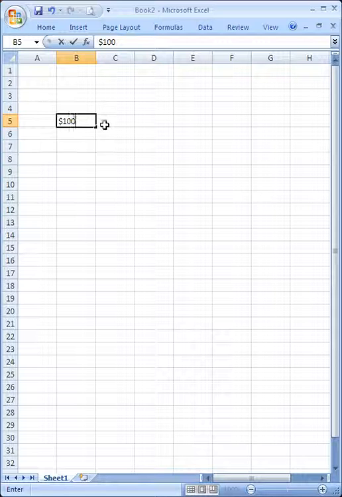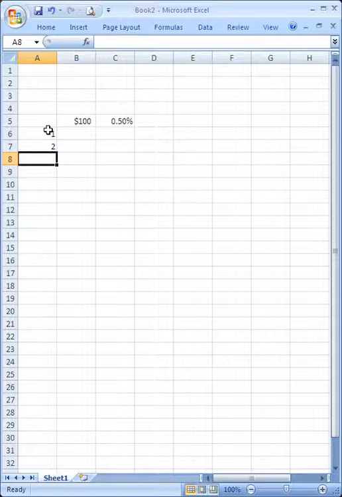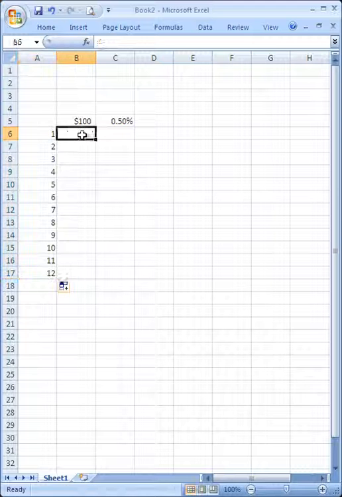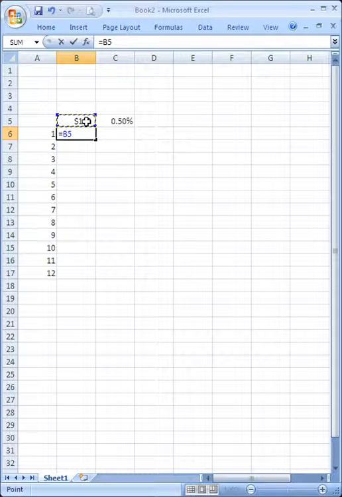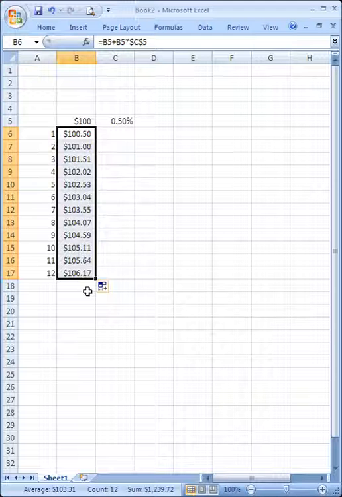Here's $100. Let's guess a monthly rate of 0.5%. We'll follow the money over 12 months and see what happens. Each month the money goes up by 0.5%, and at the end of 12 months we have $106.17. So 0.5% a month is the equivalent of 6.17% per year. We'd like 5% a year.